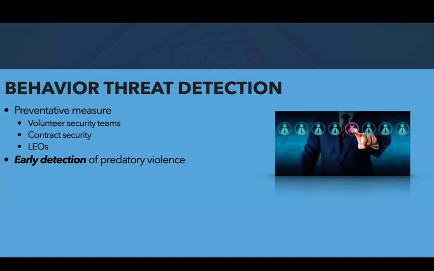Okay. So as we get into this, just some things for you guys to understand. I'm not blaming anybody here or trying to shame anybody. It's just what it is with volunteers. Okay. So behavior threat detection is a preventative measure. And that preventative measure is designed, when we implement it, to detect predatory violence early in its stage, which we're going to talk about later on.